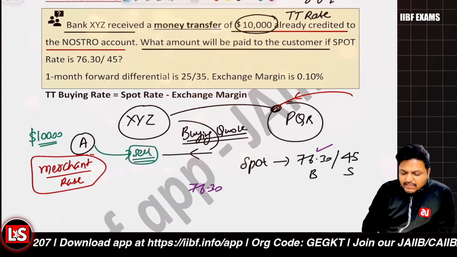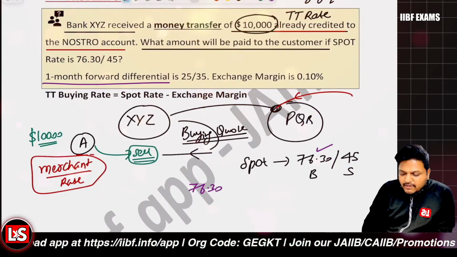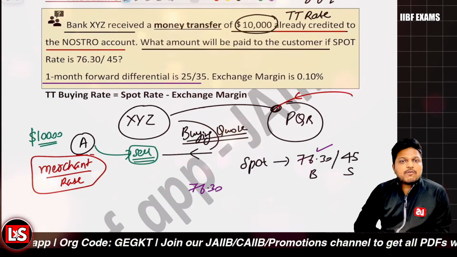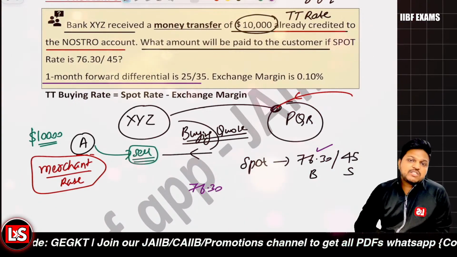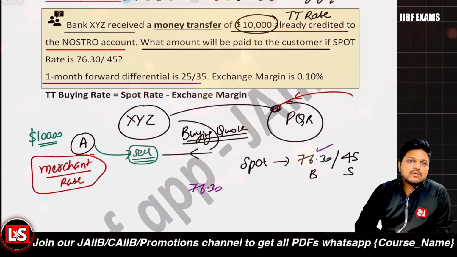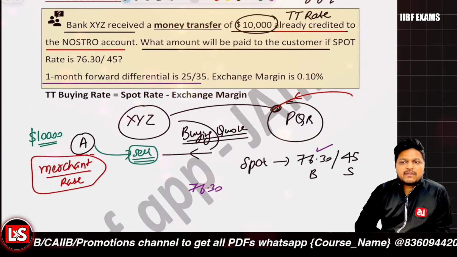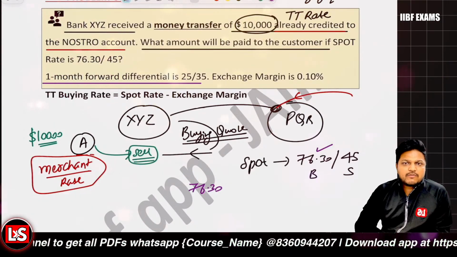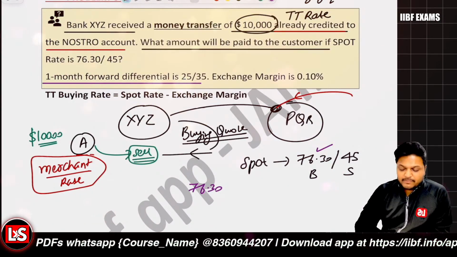And here they have also provided the 1 month forward differential. Is it to be looked into? 1 month forward differential means the 1 month forward points are given. Are we to consider that? No. Why not? Because there is no delay. So why do we have to look into the forward points or forward rate? No, we are not to go for that.